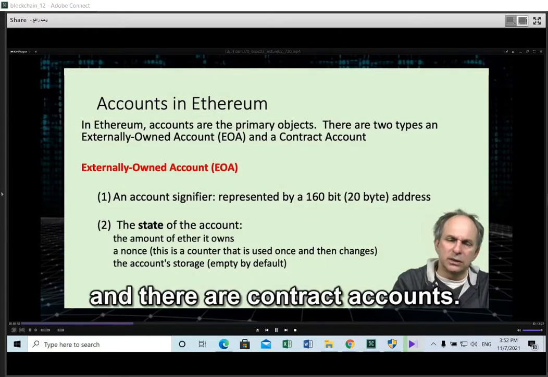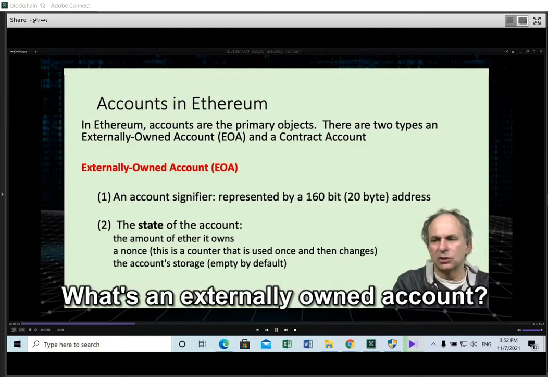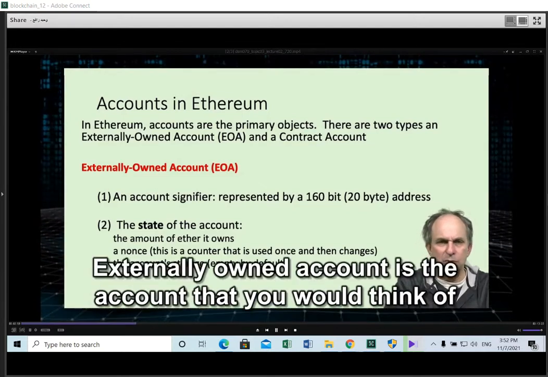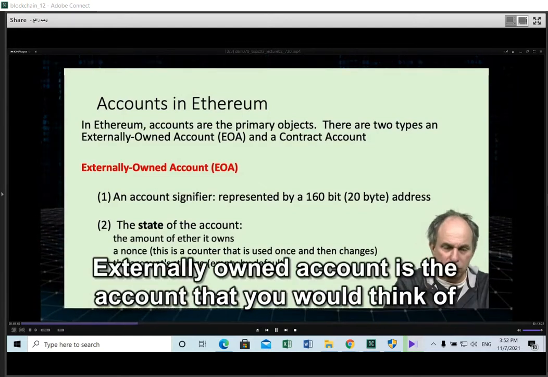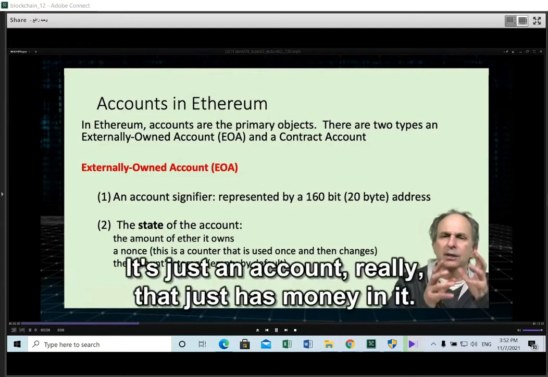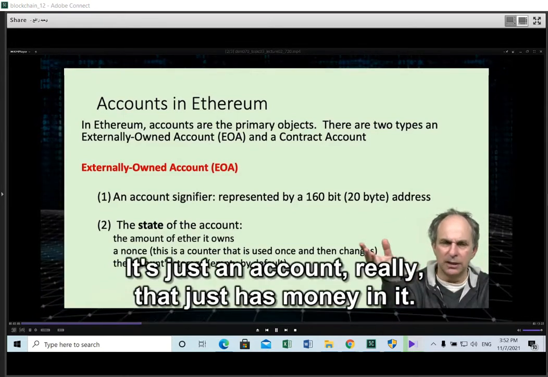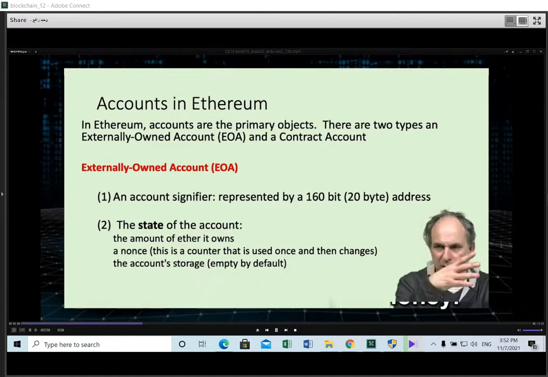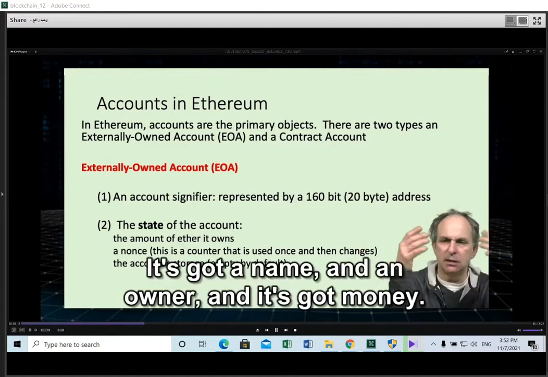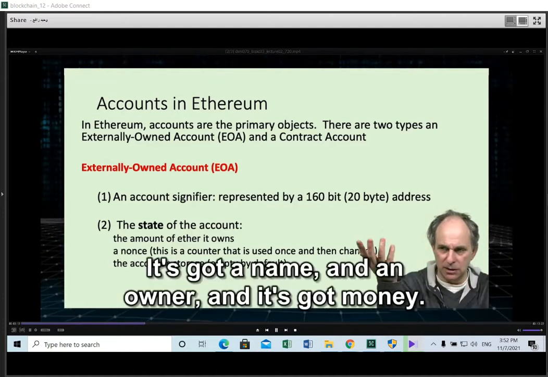Okay. What's an externally owned account? Well, an externally owned account is the kind of account you would think of right off the bat. It's just an account that has money in it. It's where you keep your money. It's got a name and an owner, and it's got money.